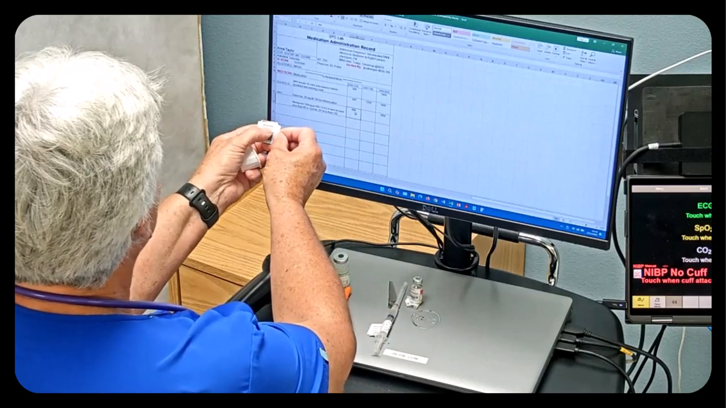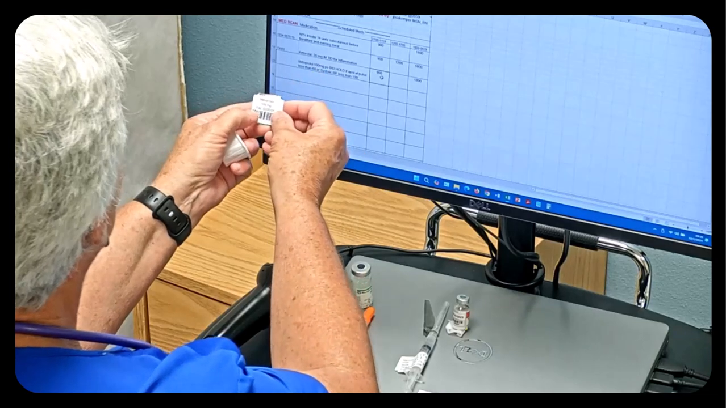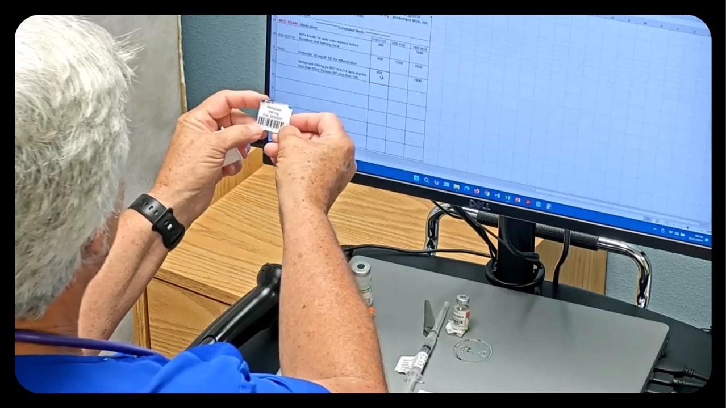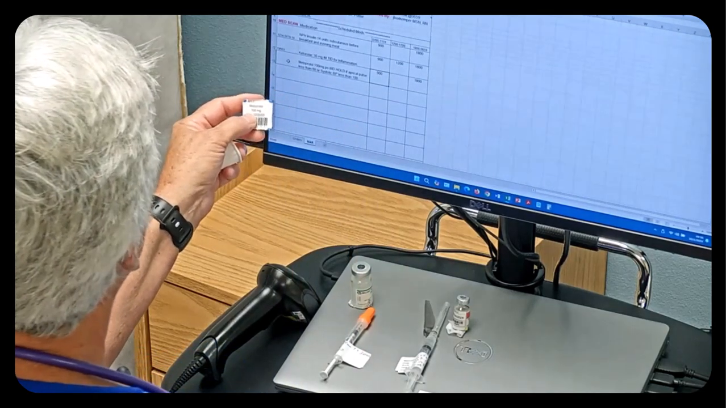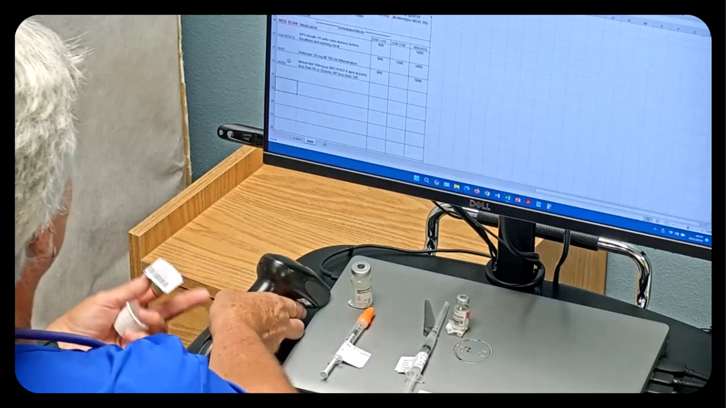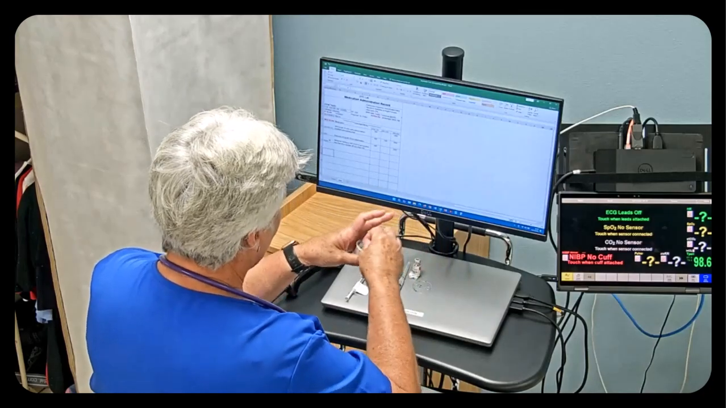In my hand, I have metoprolol, 100 milligrams, expiration date 2/20/25. Package was intact, and so that is good. And that one was able to scan. So I've got my cup for that.